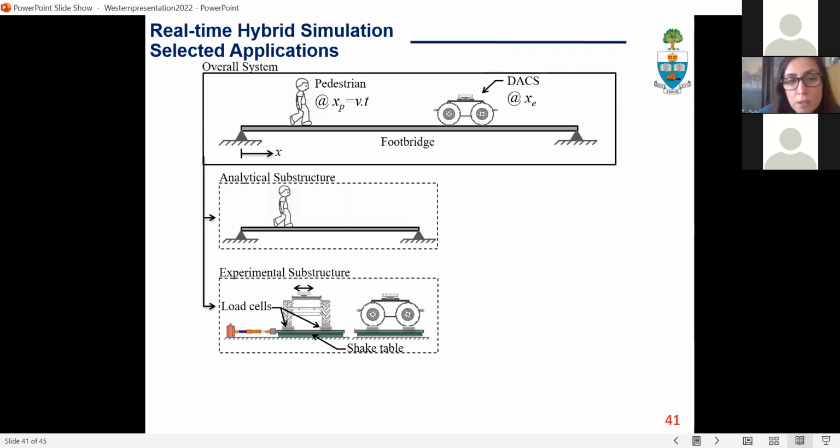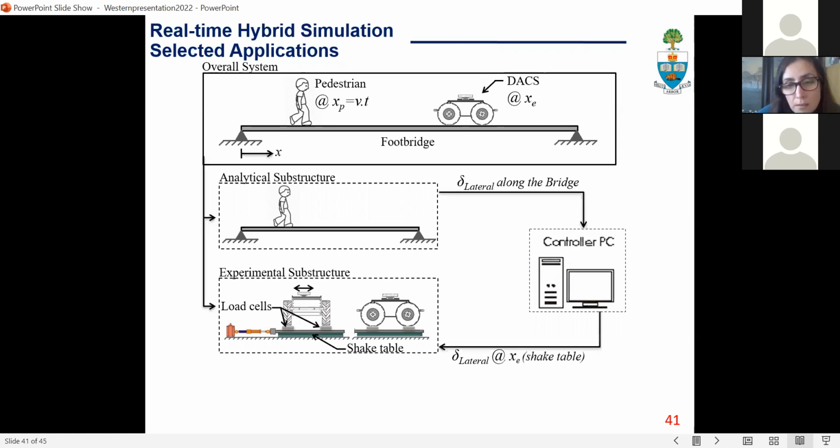And what we did in collaboration with the University of Waterloo is to use real-time hybrid simulation to experimentally validate this control system. So in this case, we have the analytical substructure composed of the bridge itself and the loading. And the experimental substructure is one of these DAX prototypes tested on a shake table.